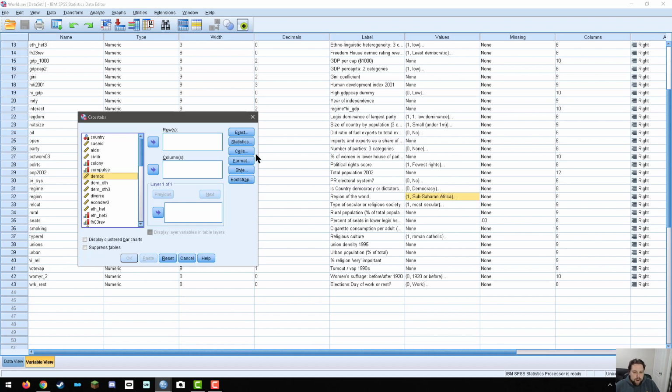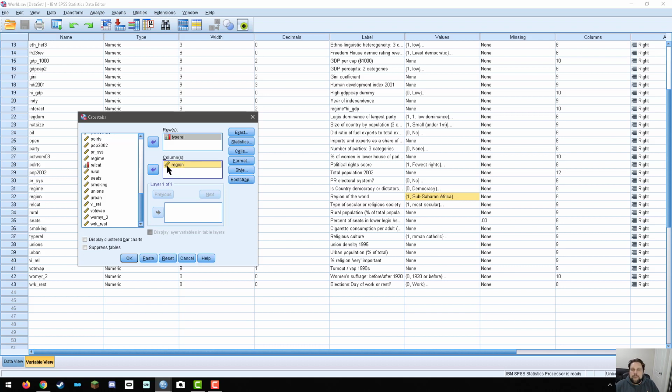But as far as what the expectations perhaps of a publication might be, or a university, they generally want you to put the independent in the columns and the dependent in the rows. So our dependent variable here is the type of religion, and we're examining that based on the region of the world that the particular country is in.